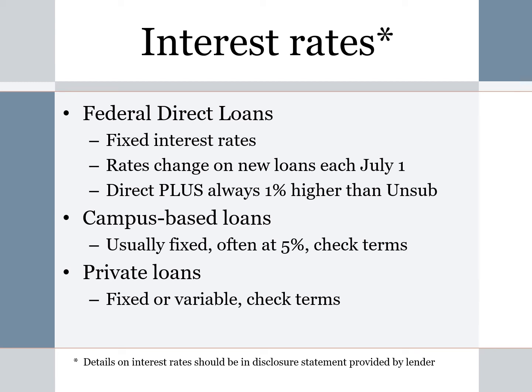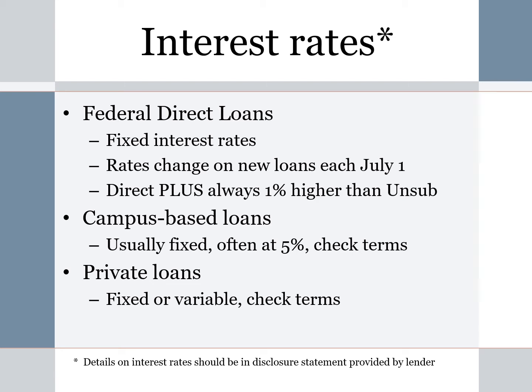What does that mean? That simply means if, for example, you come out of school and you have 4 direct unsubsidized loans, depending on the disbursement date, you could have 4 different interest rates, one on each of the loans you took out each year in medical school, and the rates will be fixed. Note that Direct Plus or Grad Plus always has a 1% higher rate than your Direct Unsub. You're going to see that on a table or a chart that we have coming up on another slide. So once again, the rates are fixed on direct loans, but they change on new loans each July 1.